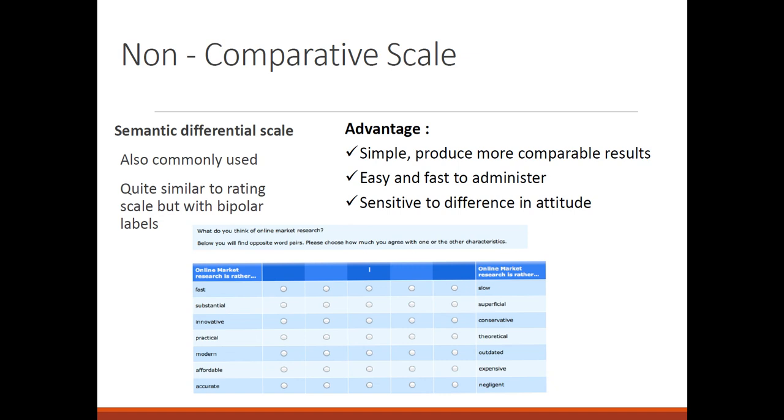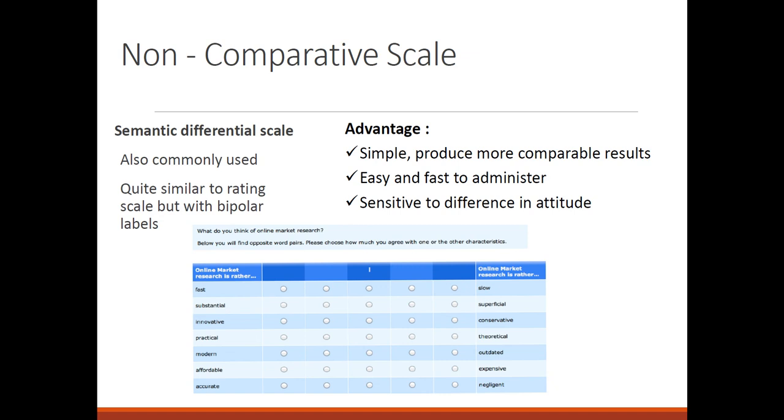Of course, if you want to analyze this one, you cannot analyze it the same way as you analyze the Likert scale. This one requires a higher level of statistical analysis to analyze. But higher level does not mean complicated.